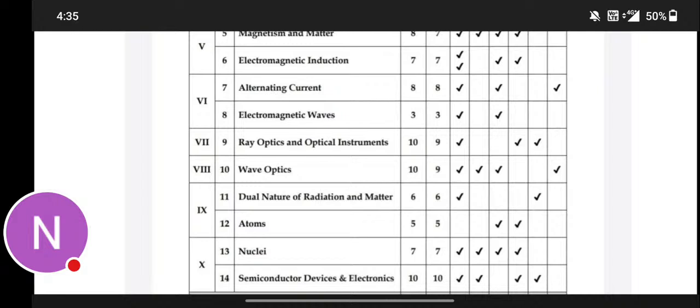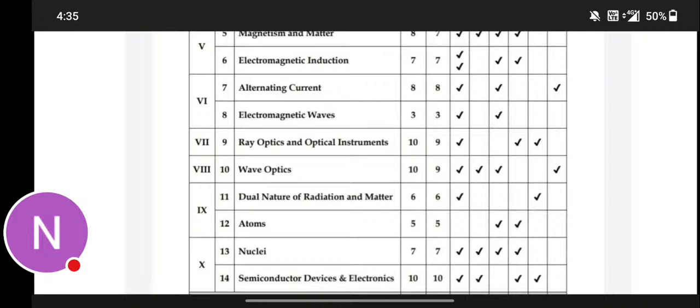Next, Unit 7, that is 9th chapter, Ray Optics and Optical Instruments. 9 marks you are getting. 1 question for 1 mark MCQ, 1 question for 3 marks, and 1 question for 5 marks. Totally it is 9 marks you are getting from this chapter.